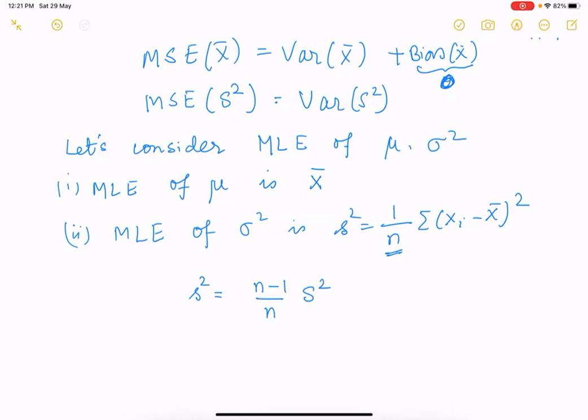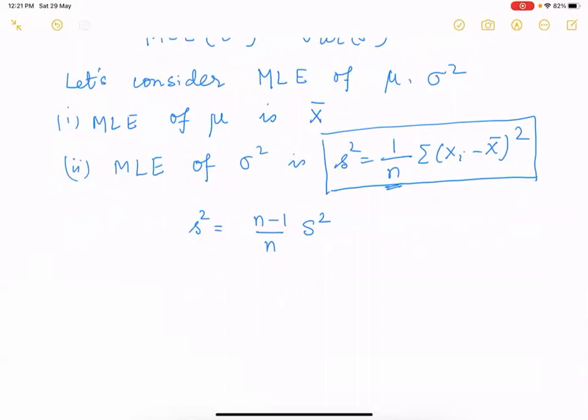Correct? So the MLE of sigma square is this small s square. The first thing I will check is whether it is an unbiased estimator or not. So the expected value of small s square is n minus 1 by n times the expected value of big S square. I do know the expected value of capital S square is sigma square, because capital S square is an unbiased estimator. So it turns out to be n minus 1 by n times sigma square.